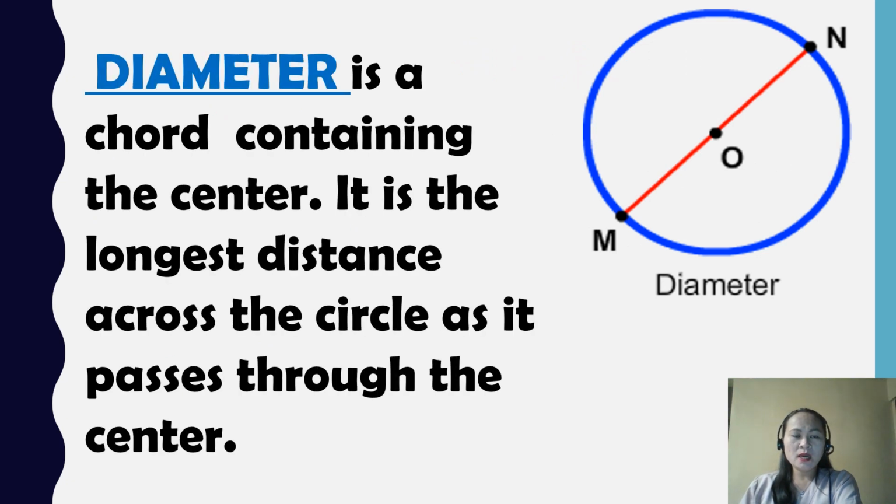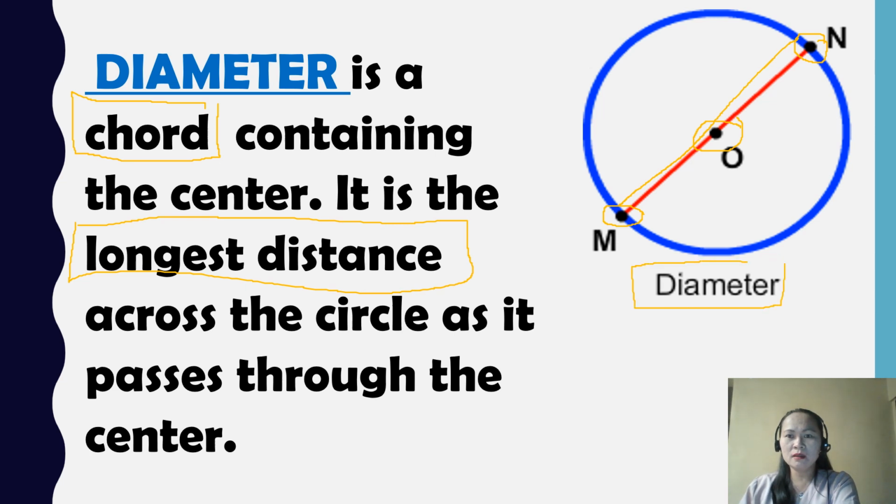Next concept that we have is diameter. Diameter is a chord containing the center, and it is the longest distance across the circle as it passes through the center of the circle. Take note, diameter is also a chord. In our illustration, O is the center of the circle, and points M and N lie on the circumference. This line segment MN is the diameter of the circle.